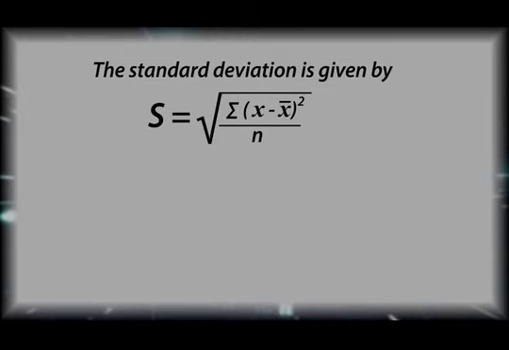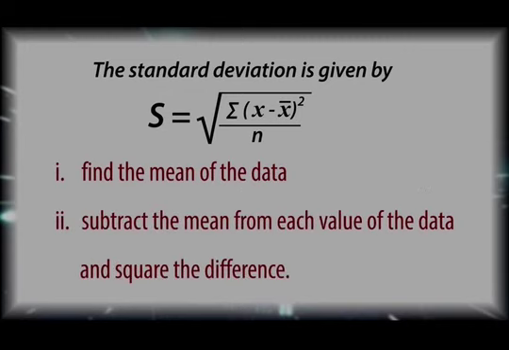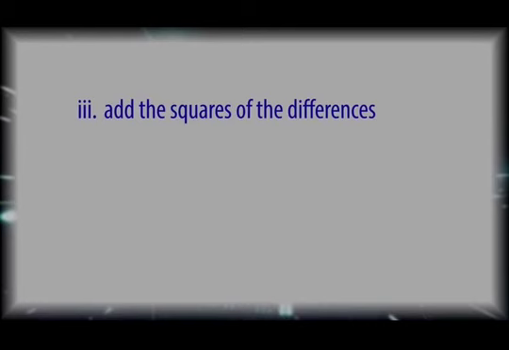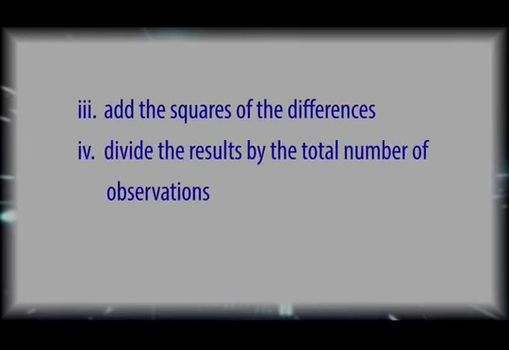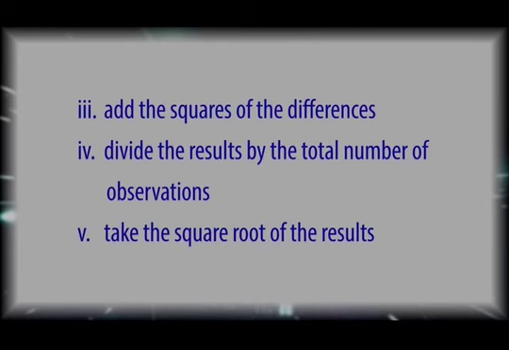To find the standard deviation of ungrouped data, you first find the mean of the data. Then you subtract the mean from each of the data values and square the difference. After that, you add the squares of the differences. Then you divide the result by the total number of observations in your data. Finally, you take the square root of the result.